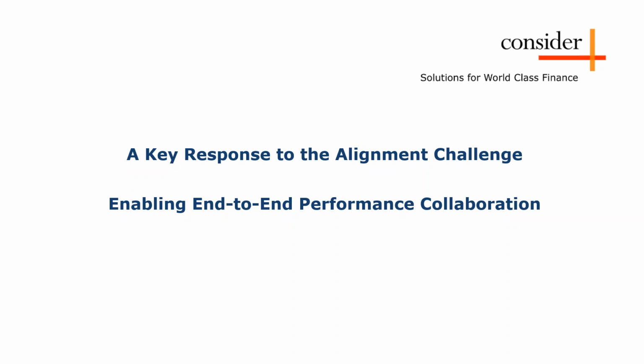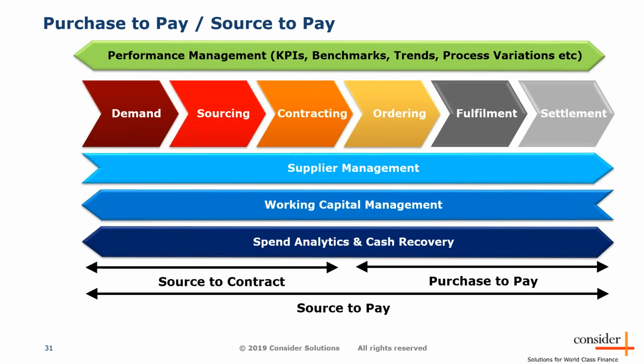So the key response to the alignment challenge is this idea of how do we get the stakeholders to collaborate across the end-to-end cycle. So you've seen this kind of end-to-end process picture, demand through the settlement. So we've been taking our own medicine, really, and looking at the process and building some capabilities to help this end-to-end collaboration using some smart algorithms and analytics and some machine learning technology to give us a view on suppliers, working capital, and spend, and our operational performance internally.